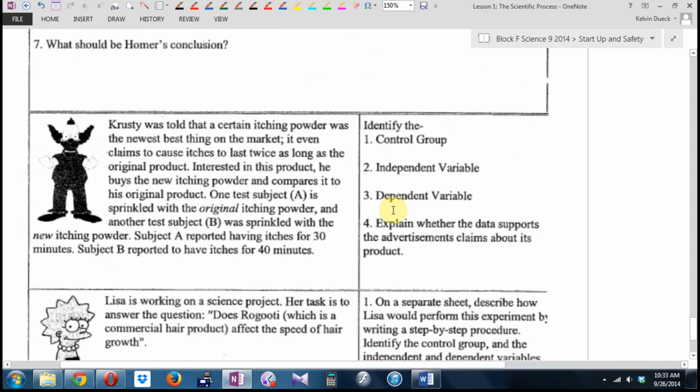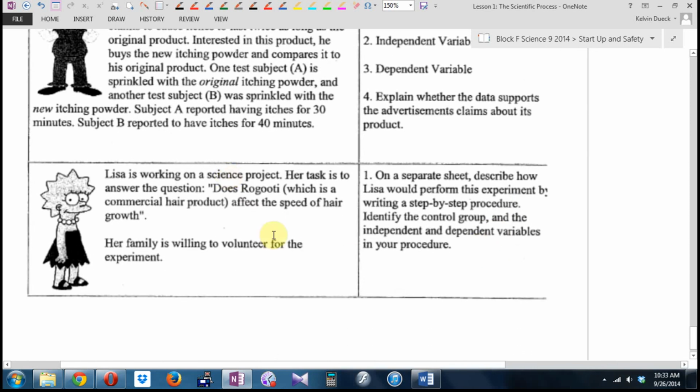Then we have crusty itching powder. I'll let you read about crusty brand itching powder, see if you can identify that. And then Lisa is working on a science project. She wants to answer the question, does Ragouti, which is a commercial hair product, affect the speed of hair growth? Clearly, she loves her dad very much if she wants to work on a hair growth project.